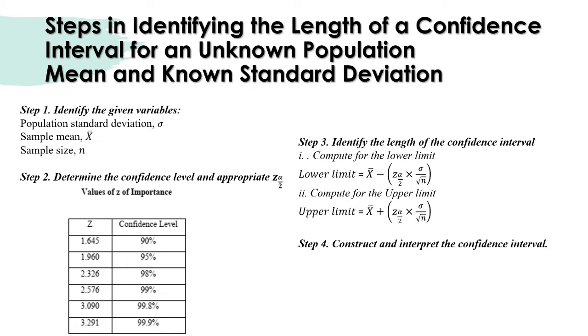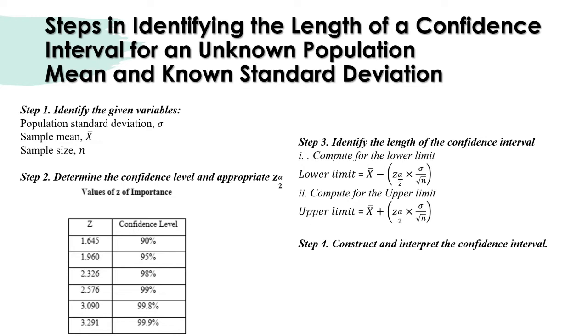For example, we have z values 1.645, 1.960, 2.326, 2.576, 3.090, 3.291. Their confidence levels are the following: 90%, 95%, 98%, 99%, 99.8%, and 99.9%.